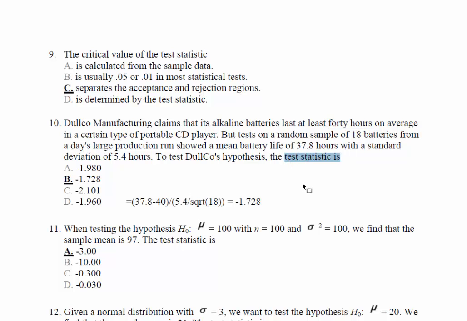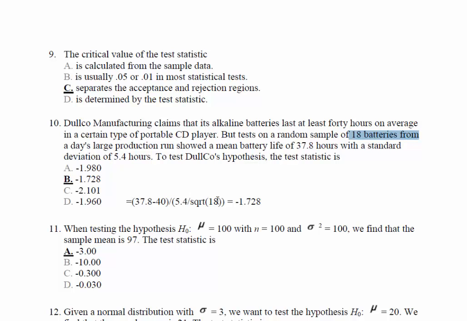What is the equation for the test statistic? It is X bar minus mu over sigma over the square root of n, right? So X bar in this case is 37.8, the mean life. Mu is the true mean, 40 hours, over sigma, which is 5.4, times the square root of n. N in this case is 18 batteries.